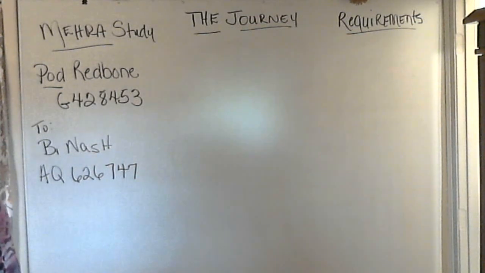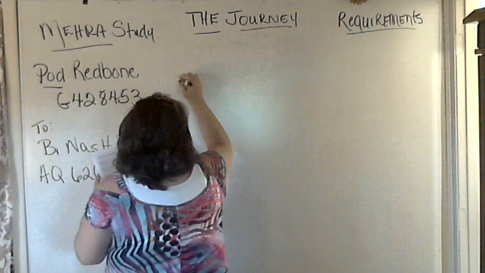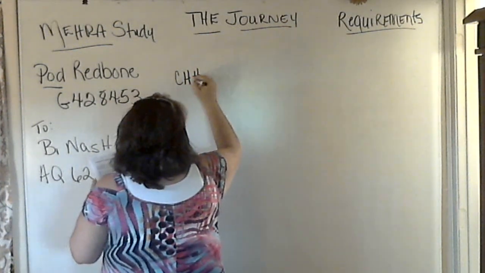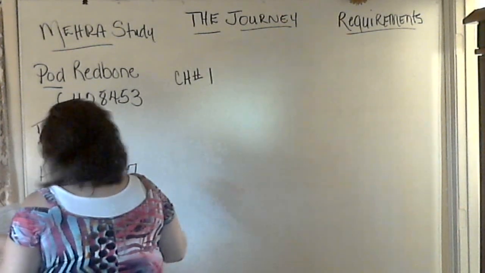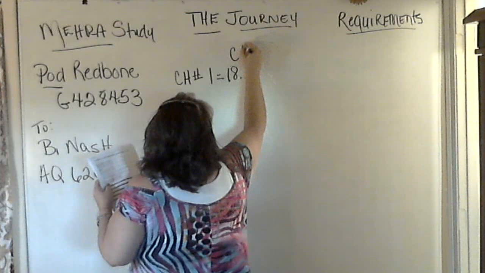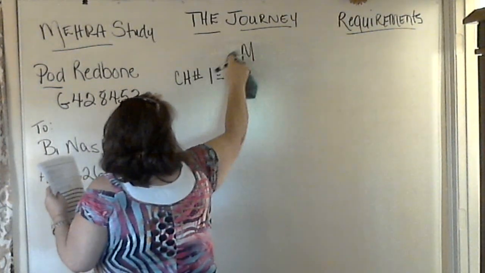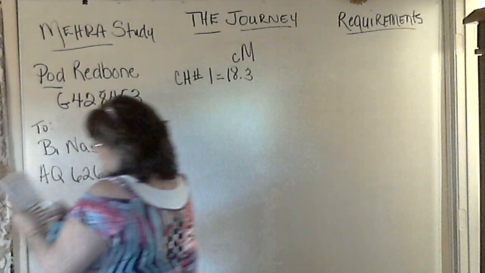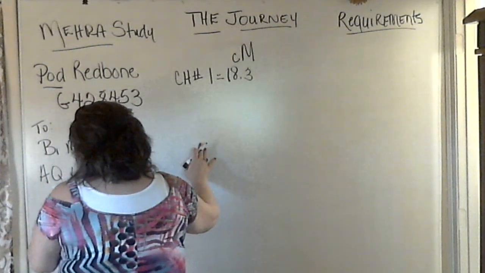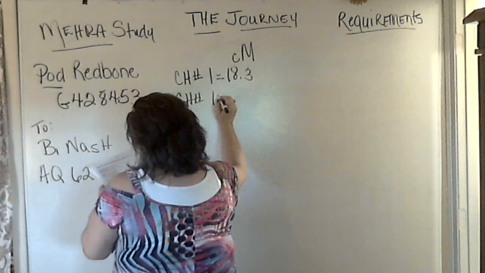Now, this is the result that we got when we compared our kits. It's that part. We share a hit on chromosome 1 at 18.3, this is your centimorgans. This is actually a small c. And chromosome 1 equals 12.2.